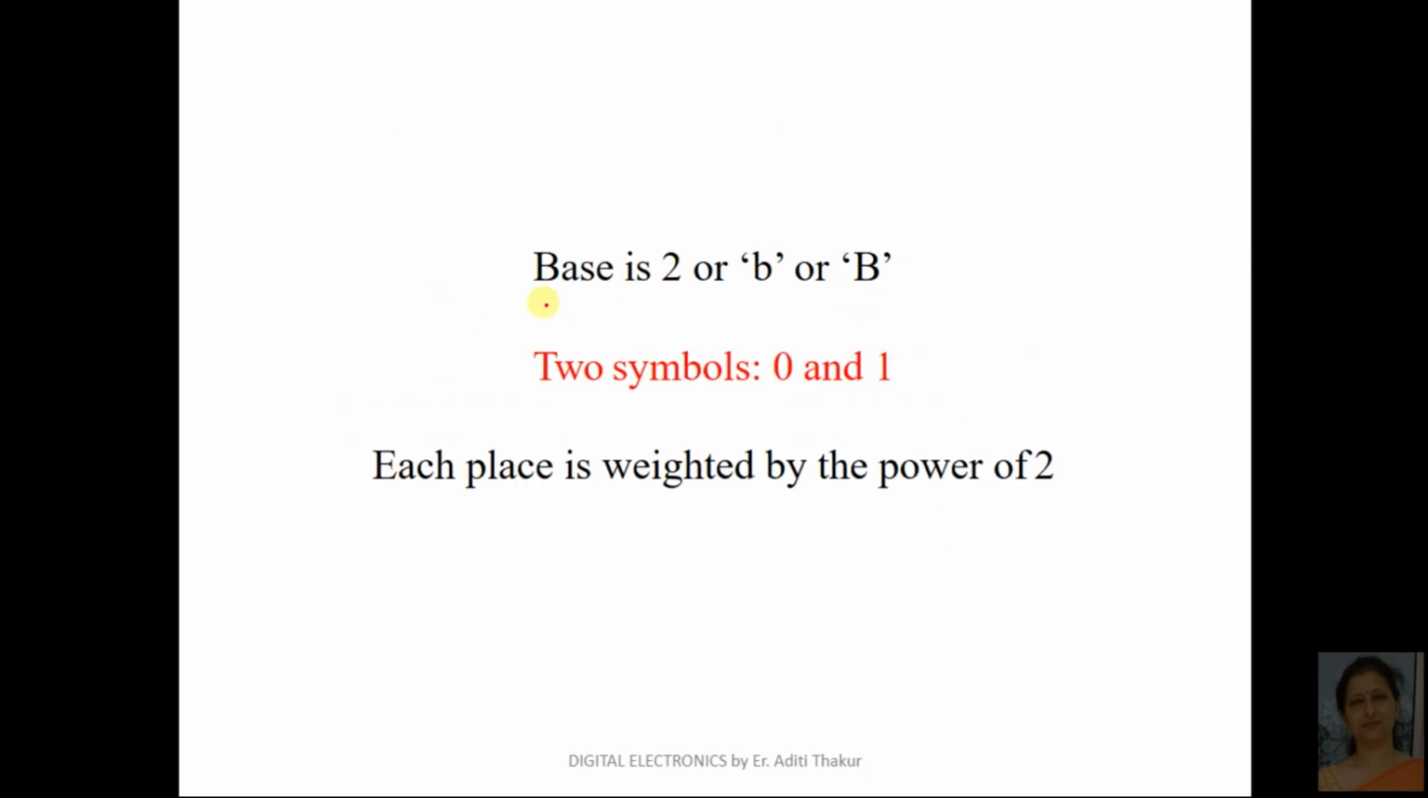Now, going towards the binary number system. Its base is represented by 2, or small b or capital B. In the binary number system, as its base is 2, it has only 2 symbols: one is 0 and the second one is 1. Each place is weighted by the power of 2. In any number system, we have a weightage of the particular place.